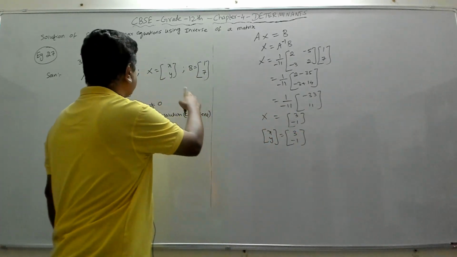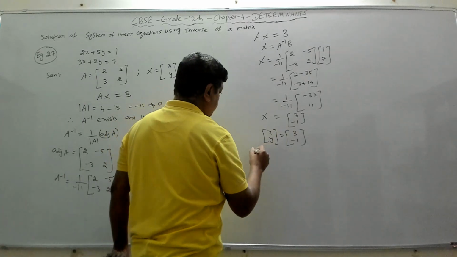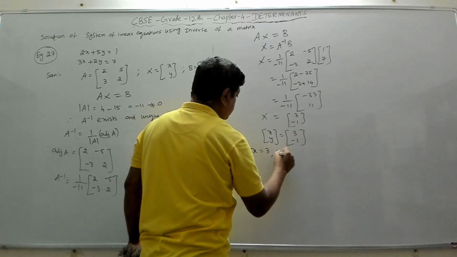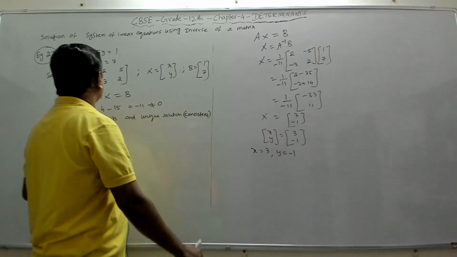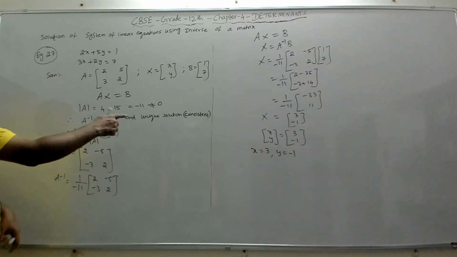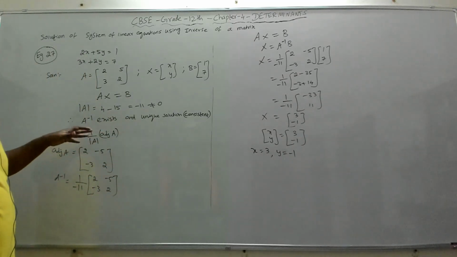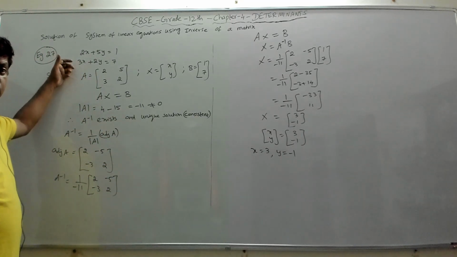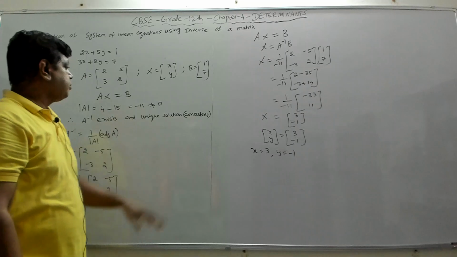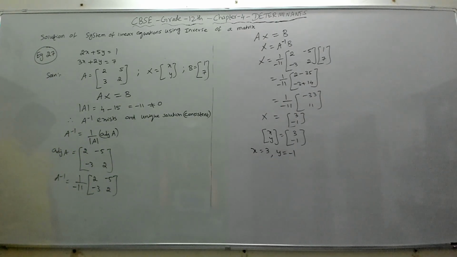Because our X matrix is X comma Y, therefore X is equal to 3 and Y is equal to minus 1. That is the solution. If you substitute X equal to 3 and Y equal to minus 1, it will satisfy this equation. So this is how we solve the system of equations using the inverse of a matrix. All of you can pause the video and take the notes. I'll go to the next problem.